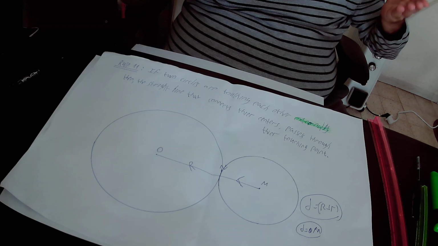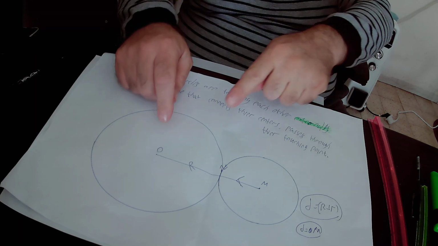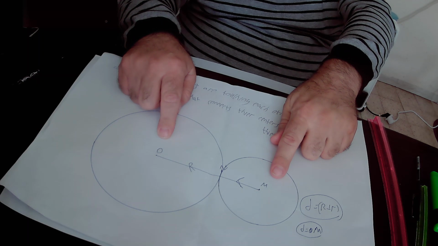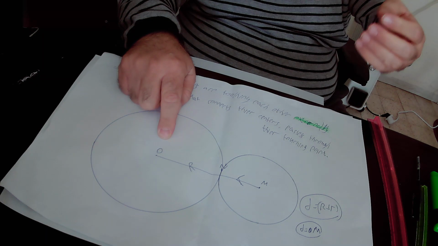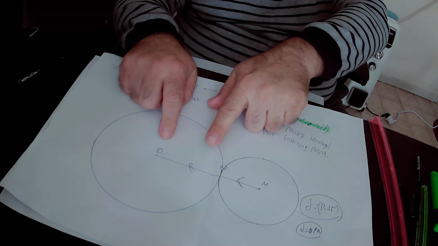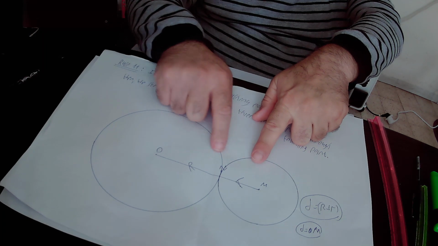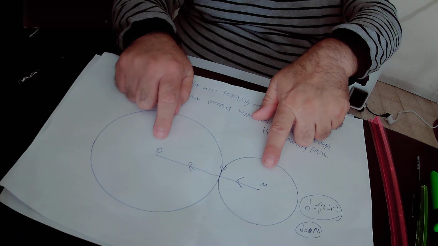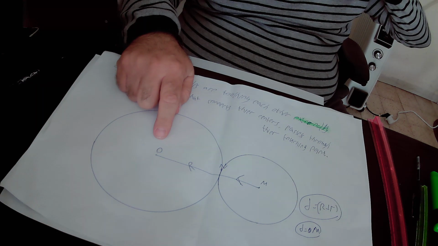And what is the distance between their centers? The distance between their centers is of course OM. But what is the value of OM? OM equals the addition of the two radii with each other. The radius of the big circle is capital R, the radius of the small circle is small r, and therefore OM equals capital R plus small r.